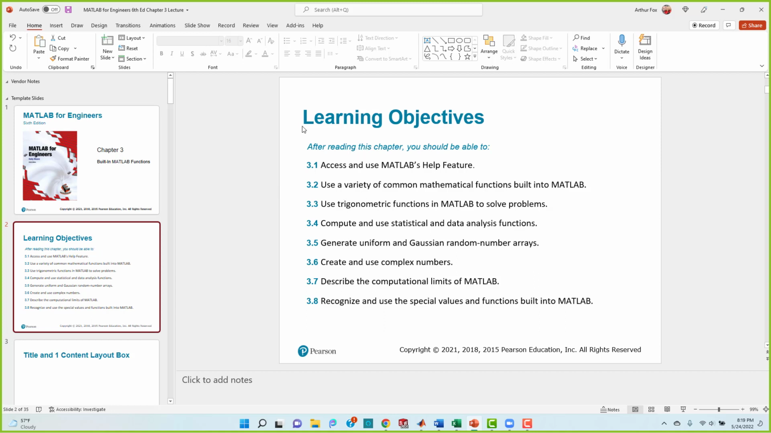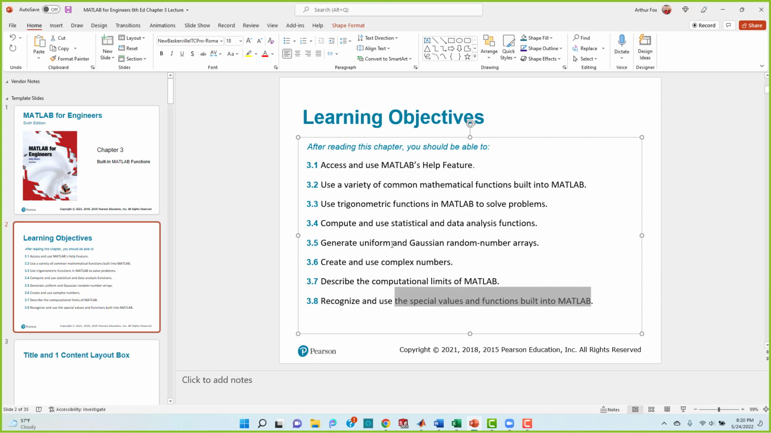On page 64 of the 6th edition, you'll see that these are the learning objectives from chapter 3. You should be able to access and use MATLAB's help feature. Very, very useful, and you can use that on the test. A variety of common mathematical functions, trigonometry, statistical and data analysis functions, random numbers, complex numbers, the limits of MATLAB, and special values and functions built into MATLAB. If you want to review those, they're all on page 64.